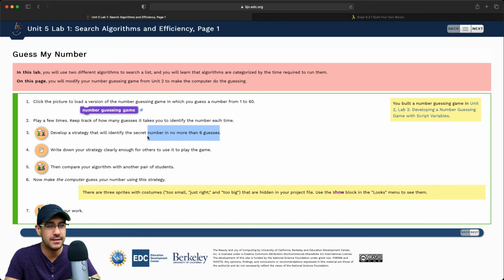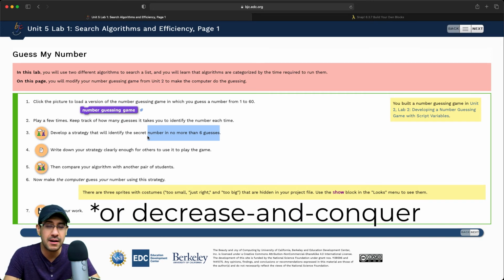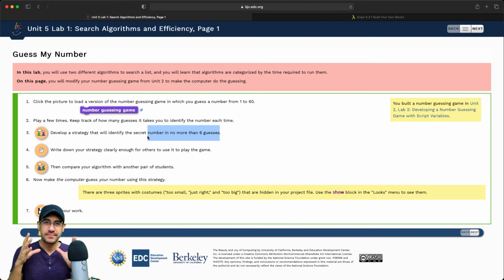So let me think. Should we go with the efficient strategy? We might as well. We might as well go with a very efficient strategy. So one strategy for doing this, the optimal strategy, is to divide and conquer. So what I mean by that is that we're going to take our data set, and every single time we make a guess or ask a question, we're going to cut that down in half. We're going to cut down the number of possibilities in half each time.